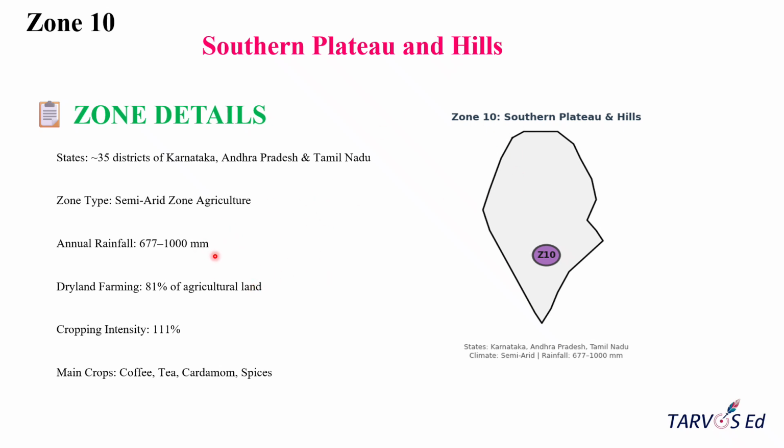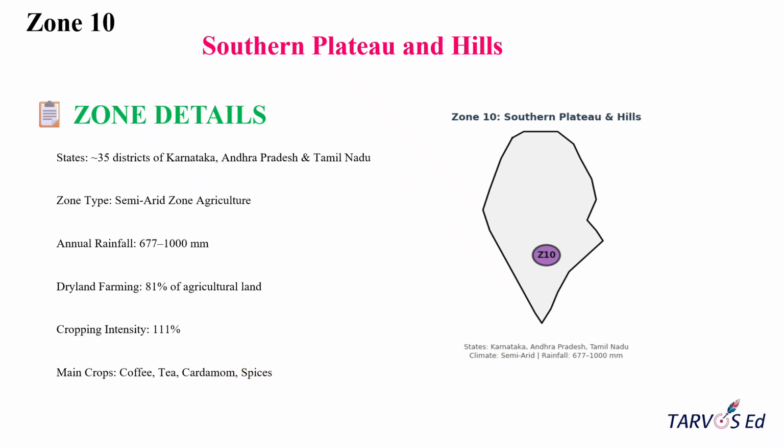Despite that, the cropping intensity is 111%. So, the farmers manage to take more than one crop in a year on the same land. And the main crops grown here are coffee, tea, cardamom, and spices. So, this zone is a major hub for plantation crops in India.